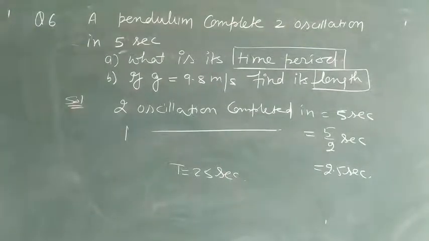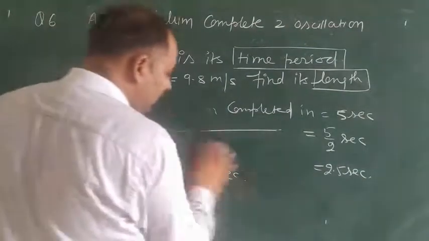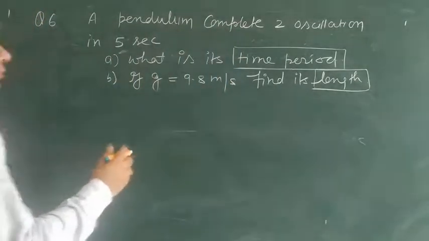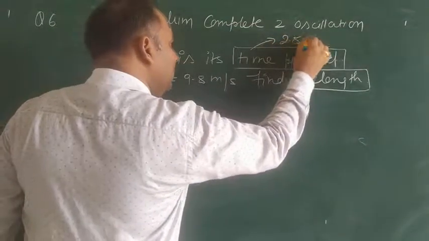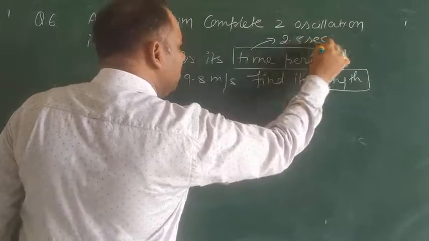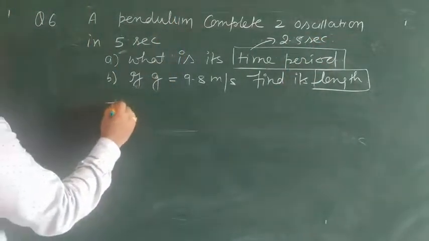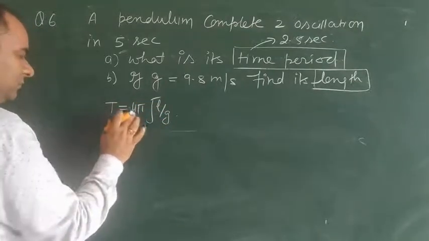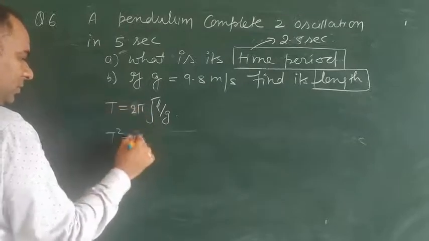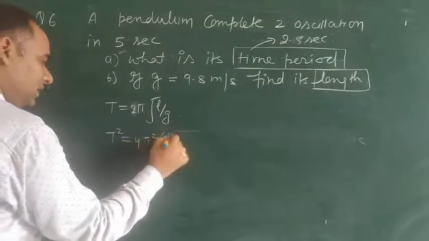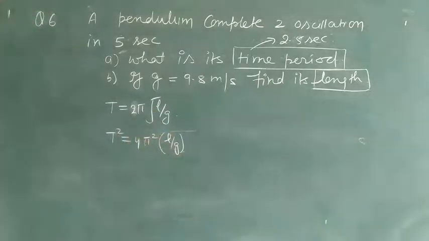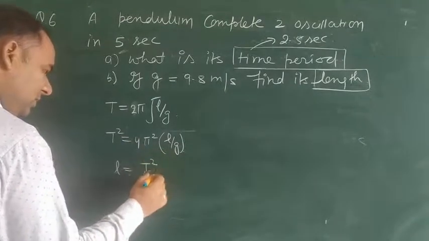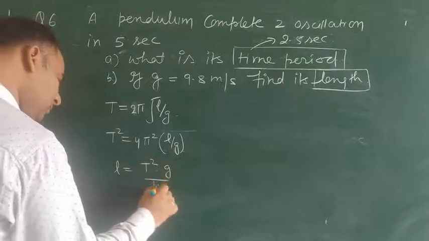Now find the value of length. Find the length of this pendulum. The time period is 2.5 seconds. To determine the length, what is the formula of time period? T is equal to 2 pi under root L upon g. Again squaring both sides, square of 2 is 4, then pi square, and square of under root L upon g is L upon g. So here L is equal to T square into g upon 4 pi square.